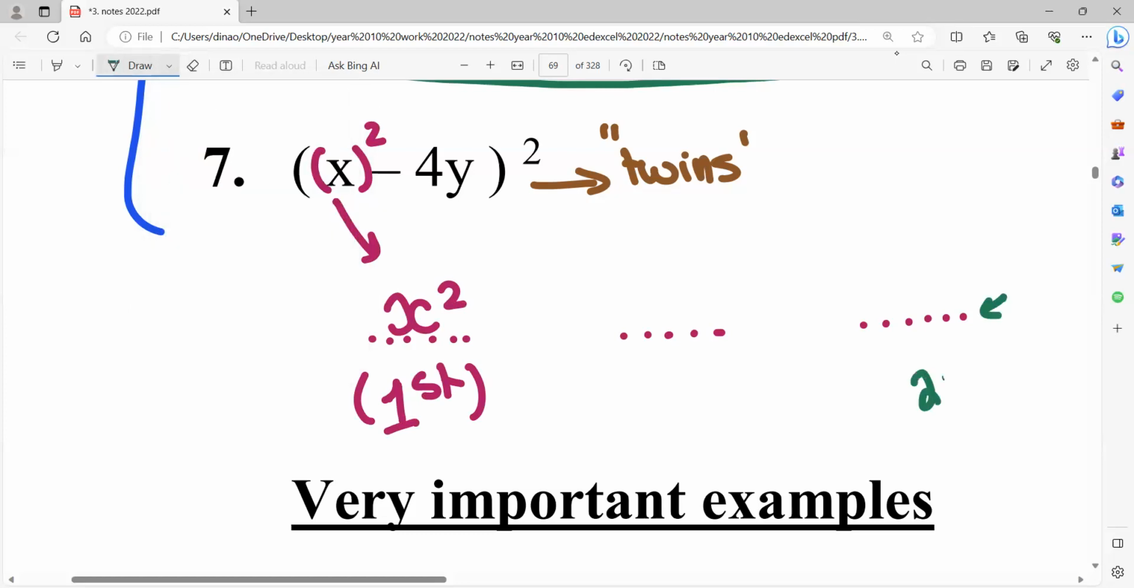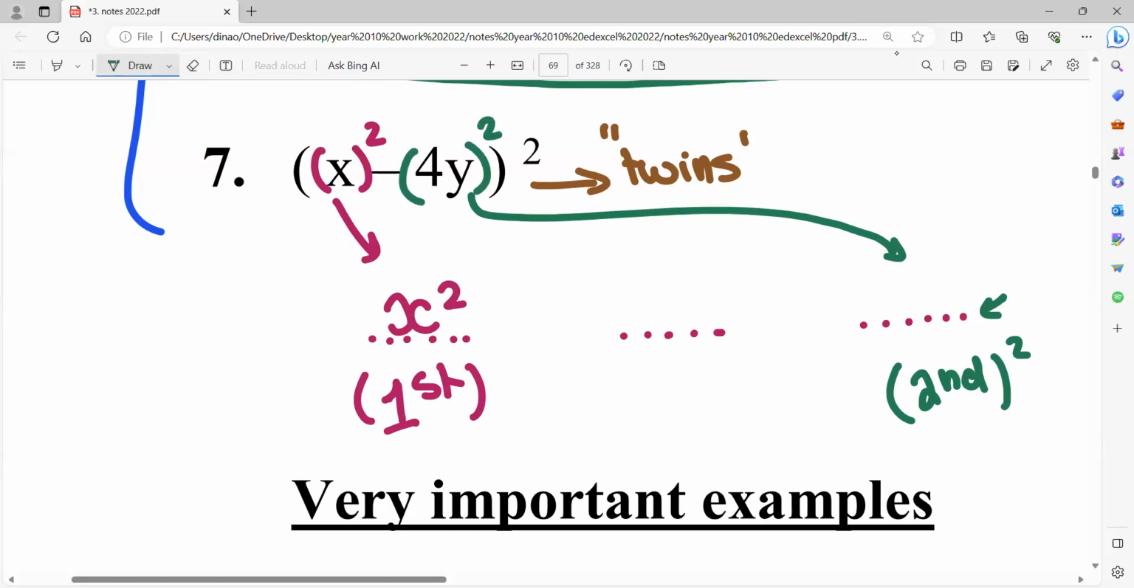To find the last, you square the last, or the second. So this one gets power 2 here. Negative 4 power 2 is 16. Y power 2 is y squared. And please remember, if you want to put any negative number between a bracket on your calculator, put it between a bracket and put the power outside. So negative 4 power 2 is 16.